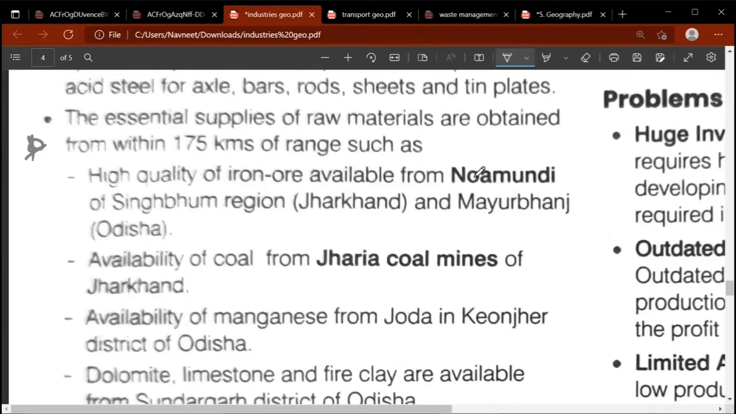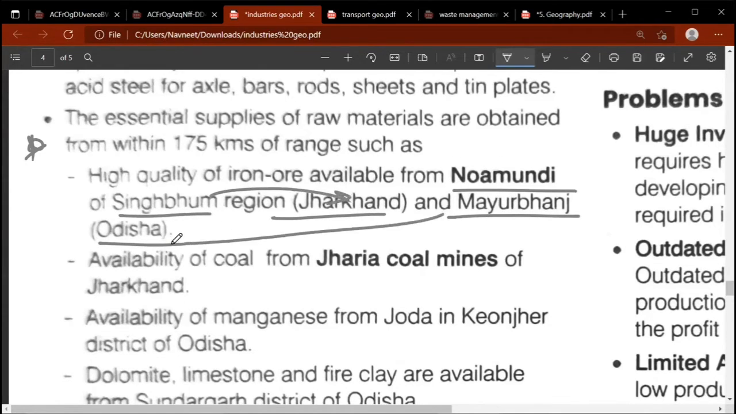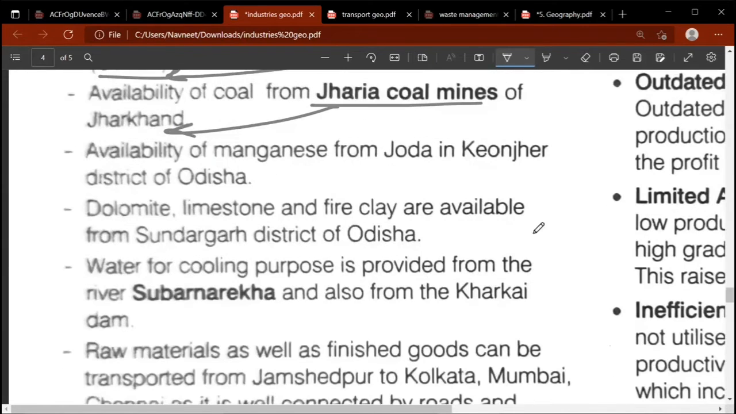High quality iron ore is available from Noamundi of Singhbhum region, Jharkhand, and Mayurbhanj, Odisha. So these are districts of their respective states. You have Singhbhum region from Jharkhand and Mayurbhanj from Odisha. Availability of coal from Jharia coal mines of Jharkhand. Remember the states, districts as well as their respective factories.